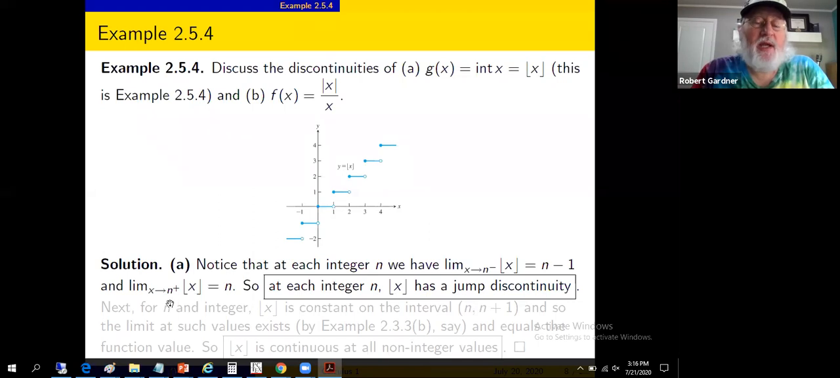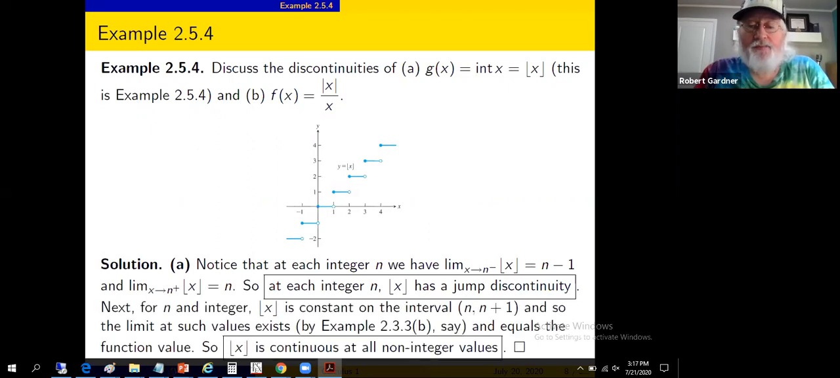If we come in from the other side, here I might be approaching 4 from the positive side. For numbers close to 4 and a little bit bigger than 4, I get out 4, 4, 4, 4. It's a constant function to the right, and we get out n from that side. So from one side you get out n, from the other side you get out n minus 1, because there's a gap there. This is totally a jump discontinuity. So these have jump discontinuities at the integer values. Limits from the left and the right differ by 1. It's got a gap of size 1 at those integers.